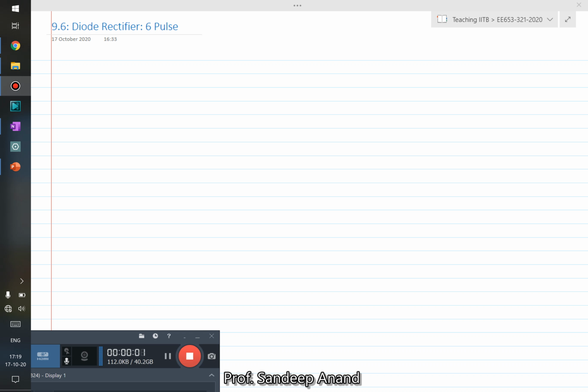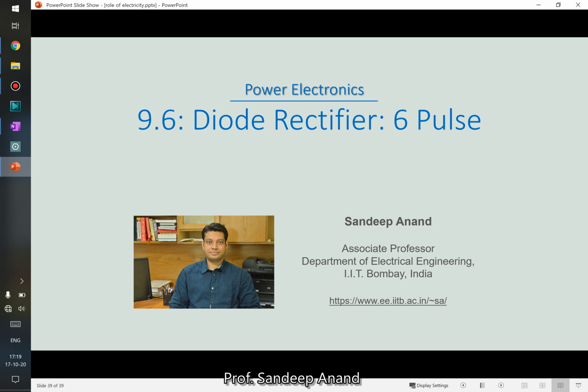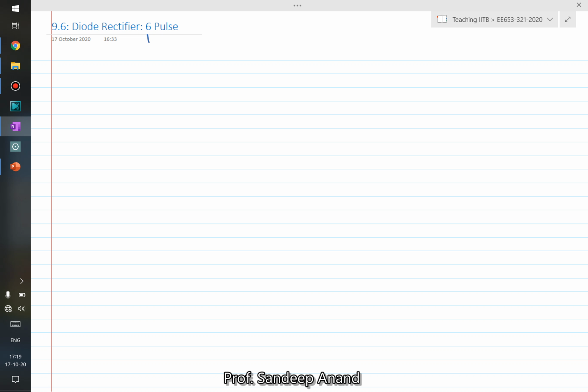All right, let's start with the next circuit, which is the three-phase circuit and which is a six-pulse circuit, right? So if you see, it is a six-pulse circuit. It's also a three-phase circuit, right? Earlier we saw a three-phase three-pulse circuit, which had a problem in terms of the input DC current.